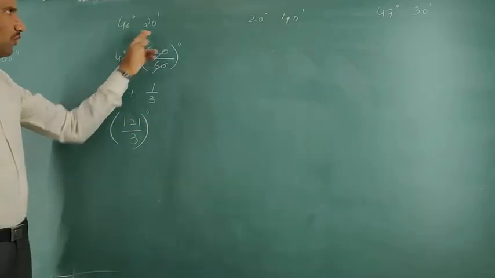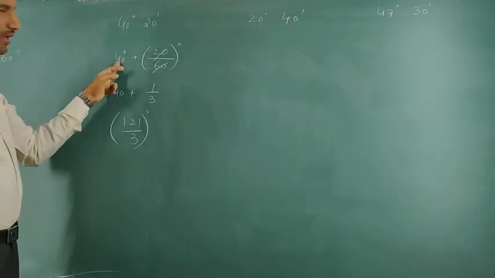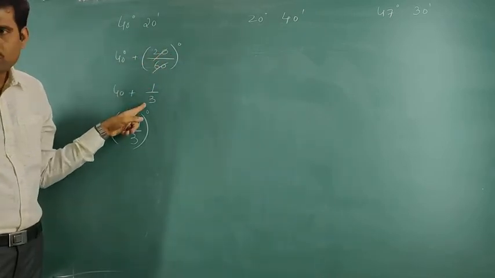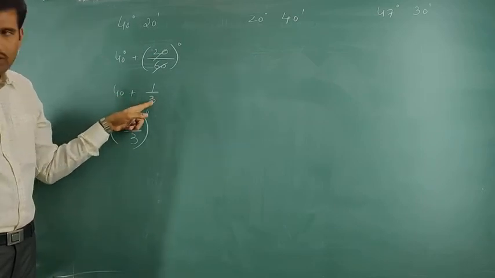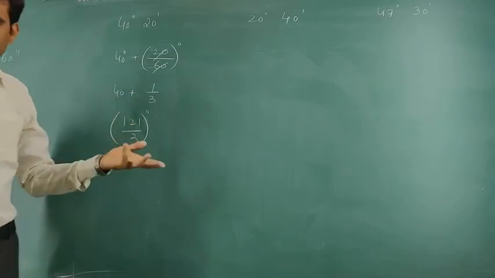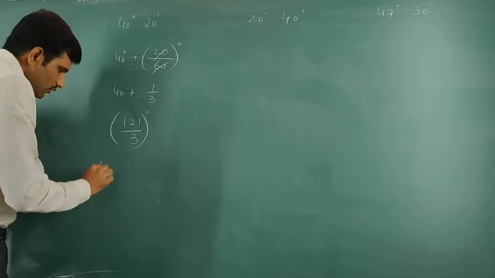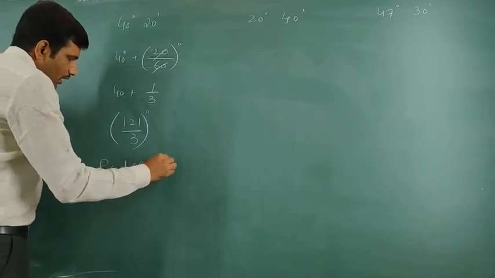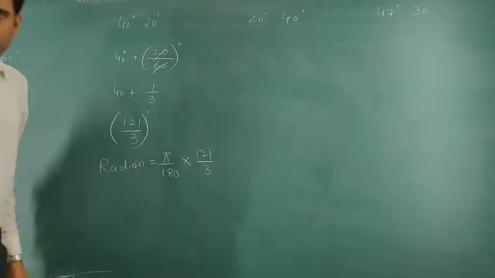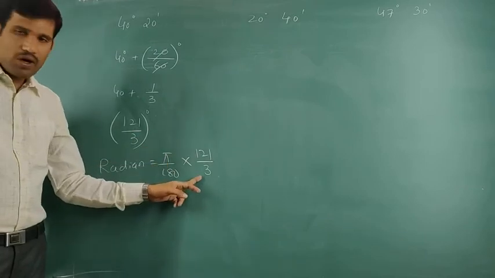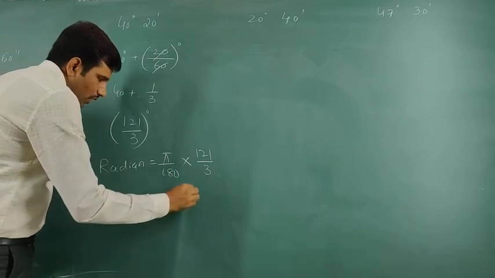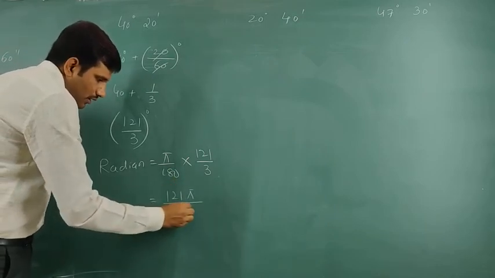Now I am converting this whole value in terms of degrees. So 40 degree plus 20 minutes is nothing but 20 by 60 degrees. 20 by 60 is how much? 1 by 3. This is also in degrees. Now add these two: 40 into 3 is 120, 120 plus 1 is 121 by 3. Now convert this into radian. Radian is equal to pi by 180 into degree value. What is the degree value? 121 by 3. If there is cancellation you can do it, otherwise multiply 121 into pi. 121 pi divided by 18 3s are 540 radians.